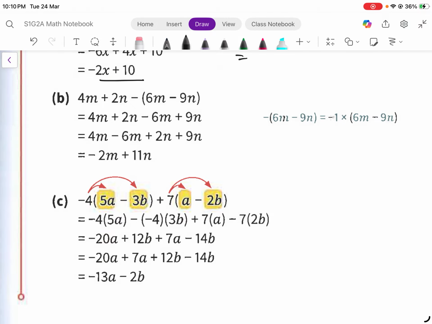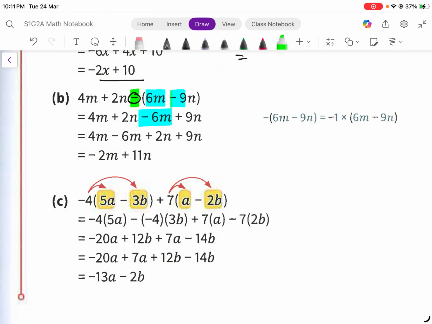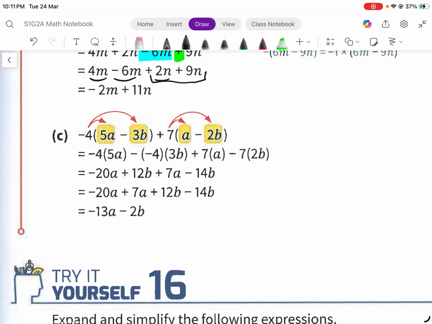Okay, then from here you expand. Now remember, your negative outside will change the sign of 6m and the minus 2m. Okay, so the 6m actually becomes minus m and 6m, minus 6m. But your minus minus plus will give you plus 9. Okay, so again, resolve those like terms, 4m minus 6m, 2m minus 9m. Okay, then you can answer minus 2m plus 11n.